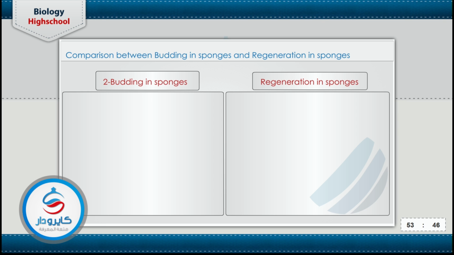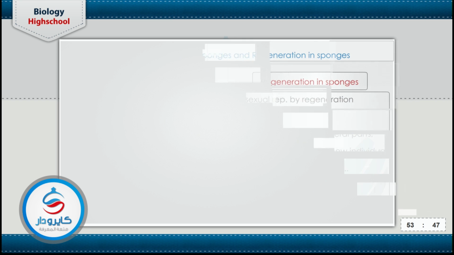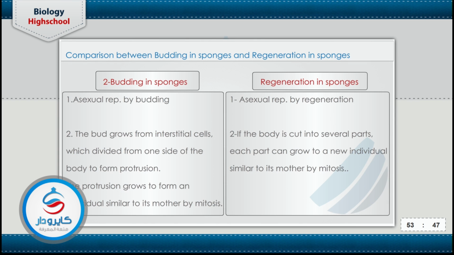The budding takes place in unicellular and multicellular organisms. In unicellular, as yeast, and multicellular, as hydra and sponges. Both of them act as a kind of asexual reproduction. The bud grows from the interstitial cells in the multicellular living organisms, or in the unicellular, the nucleus divides into two nuclei.